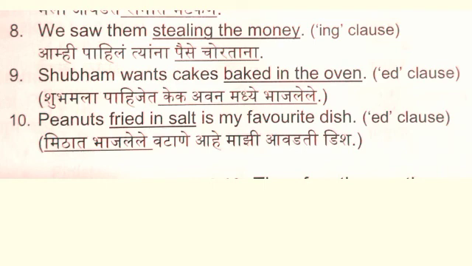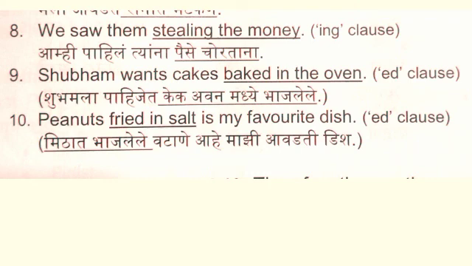Look at the sentence, Shubham wants cakes baked in the oven. In this sentence, baked in the oven is a past participle clause, but it is not a noun clause because it is not replaceable by a noun, pronoun or a noun phrase. It is an adjective clause because it is qualifying the noun cakes. So cakes, what kind of cakes? Cakes baked in the oven, therefore it becomes a relative clause or an adjective clause. Similarly, in the sentence, peanuts fried in salt is my favorite dish.